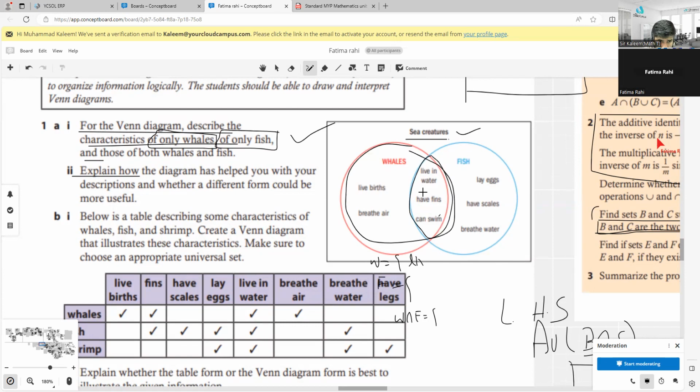This form is best. Okay, there will be no other form that is more useful. You just have to write this.